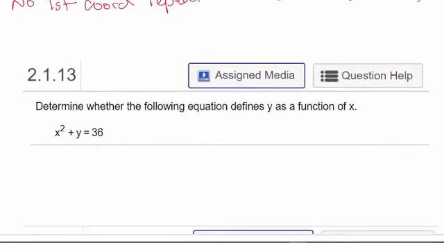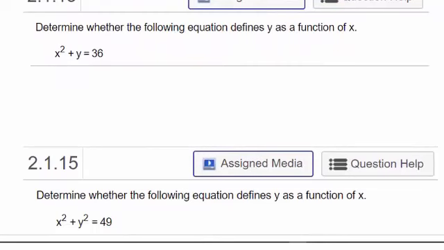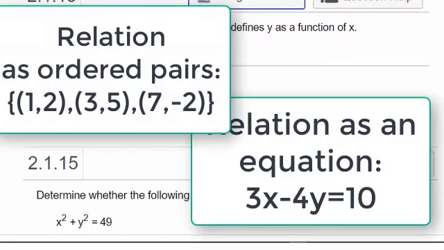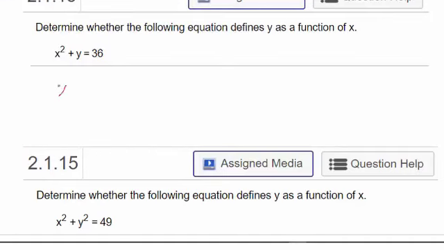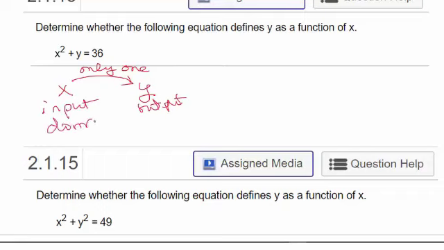So now let's see what happens when our relation is represented as an equation instead of as ordered pairs. The same idea goes: we want to make sure that for each x, it matches up with only one y. Each input matches up with only one output. Each element of the domain matches up with only one element of the range, however you want to say it. But the way we check that is different because it's given to us in a different format.